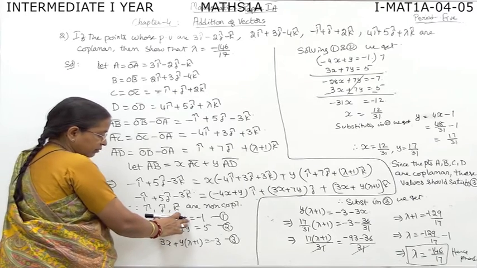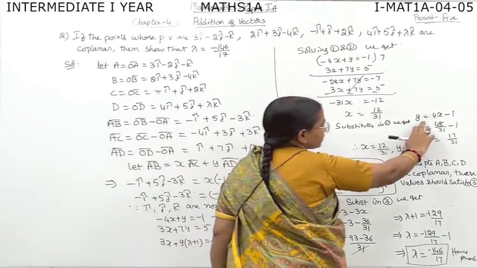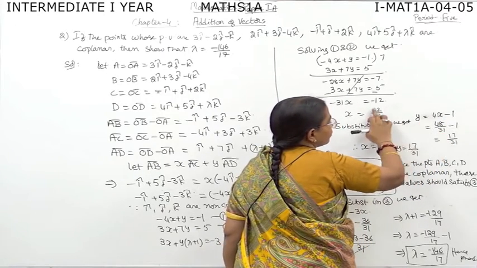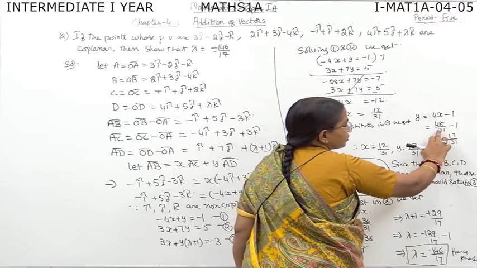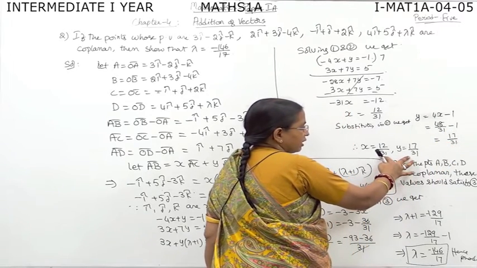From this you'll get y is equal to 4x minus 1. So we'll substitute this x value 12 by 31 into 4x, that is 48 by 31. So when you take LCM and simplify, you'll get like this. So these are the x and y values.